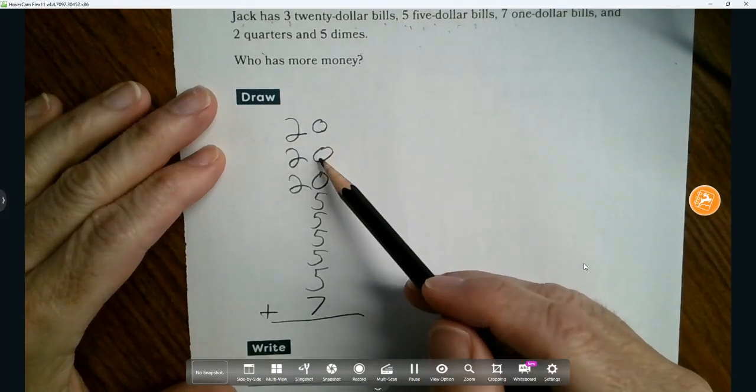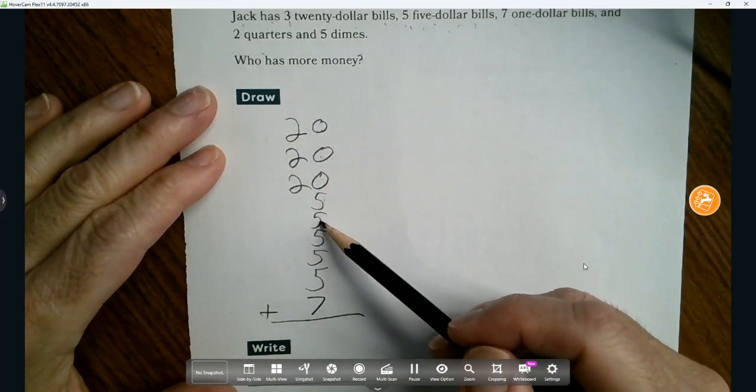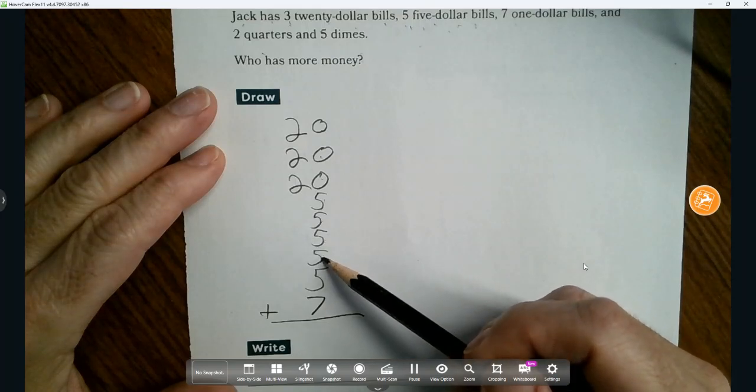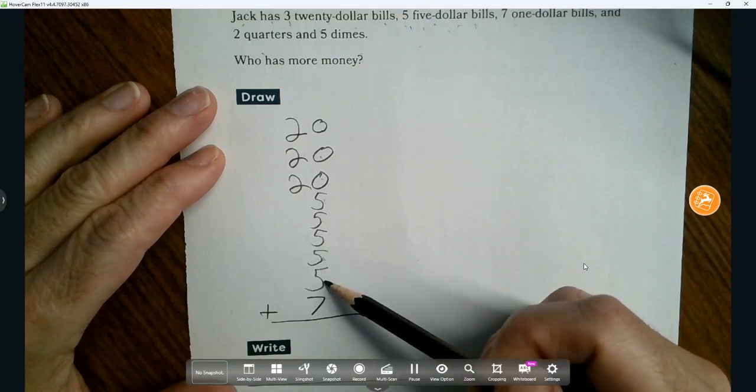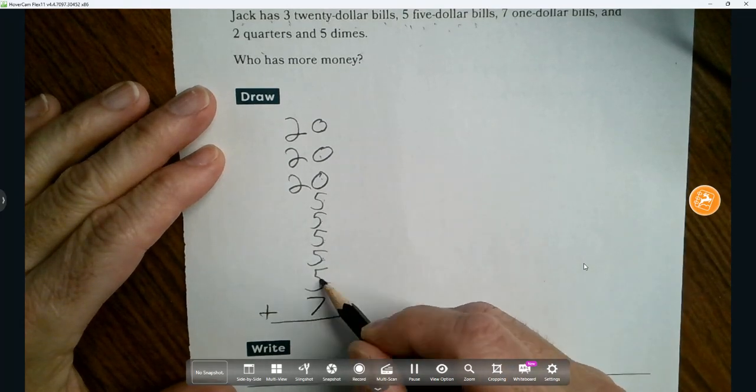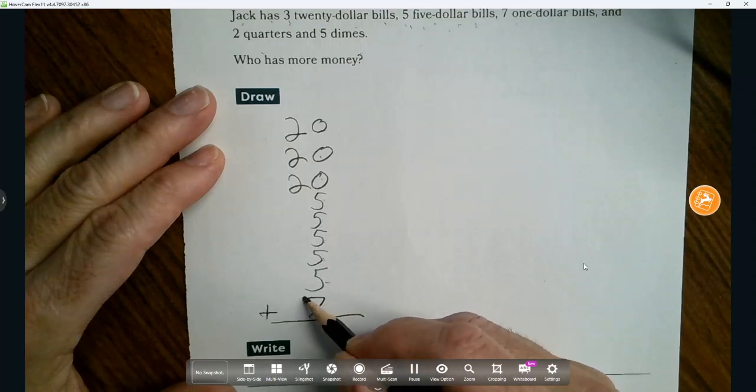So, 0, 0, 0. 5 and 5 is 10. 10 and 5 is 15. 15 and 5 is 20. 20 and 5 is 25. Goes to 25 and 7. So 25, 26, 27, 28, 29, 30, 31, 32.